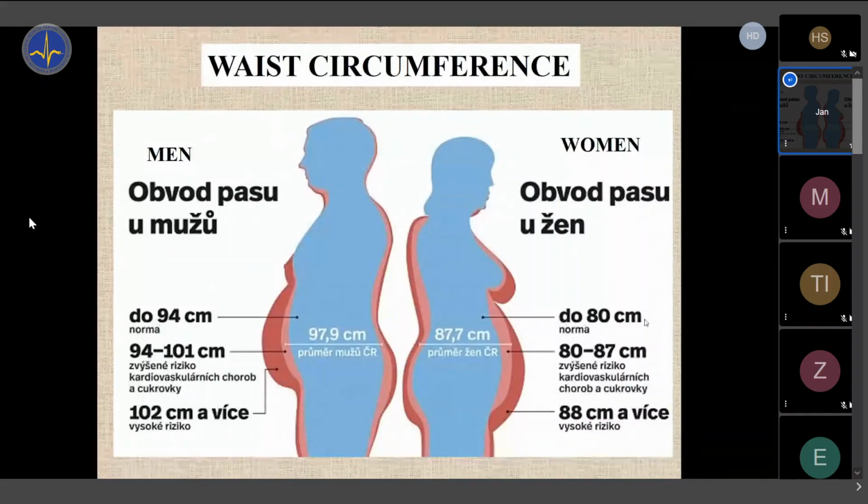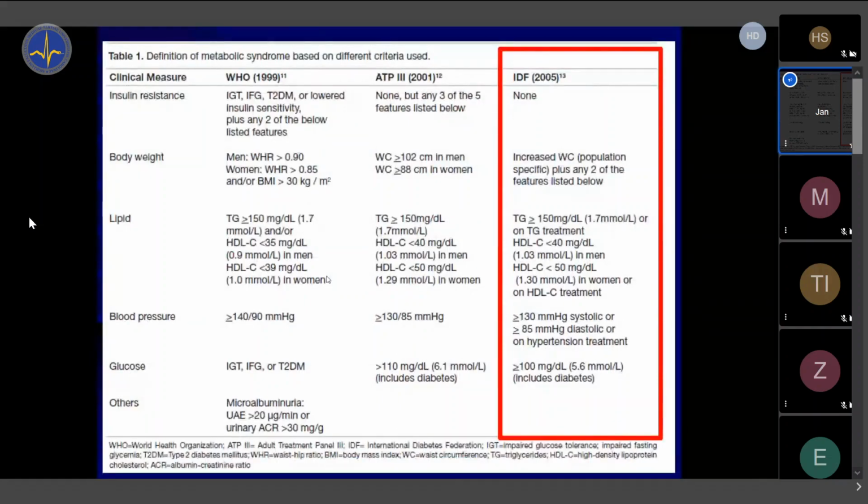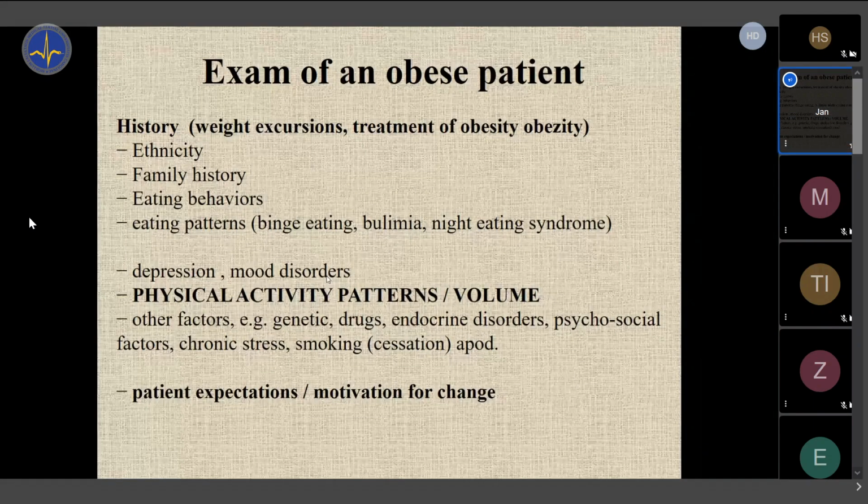Waist circumference. So these two numbers, please remember, because even if you get an obese subject for your practical exam or during the theoretical exam, this is what defines abdominal obesity. This is what defines metabolic syndrome. So it's quite strict. 80 centimeters waist circumference in women, and 94 in men, is the upper limit of the norm. So that's waist circumference, metabolic syndrome, abdominal obesity, terms which are closely related.